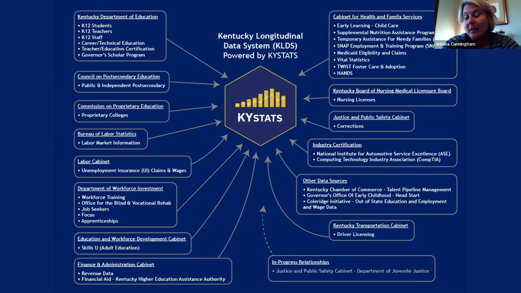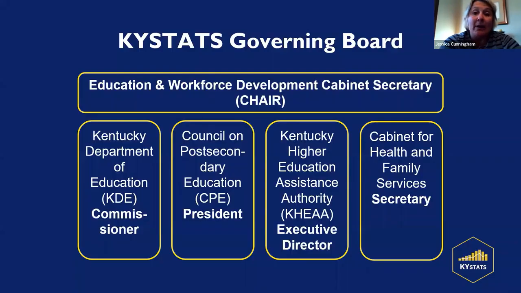Next slide, please. I'll tell you a little bit about our governing board. As you see here, our chair is the Secretary for the Education and Workforce Development Cabinet. We have the Commissioner of the Kentucky Department of Education, which is our K-12 agency, the President of the Council on Post-Secondary Education, the Executive Director for the Kentucky Higher Education Assistance Authority, which is our financial aid office in our state, and the Secretary for the Cabinet for Health and Family Services.